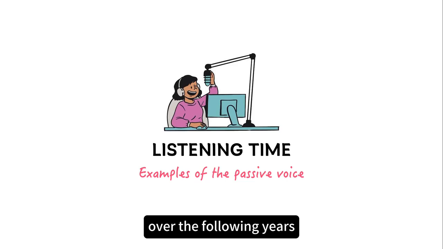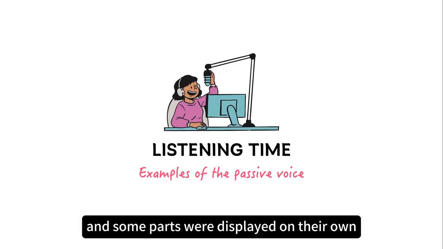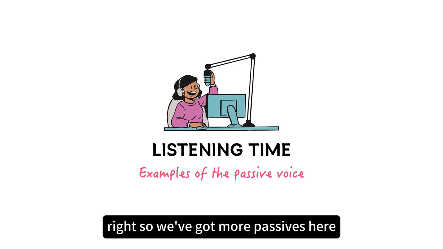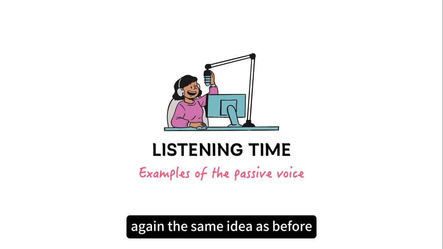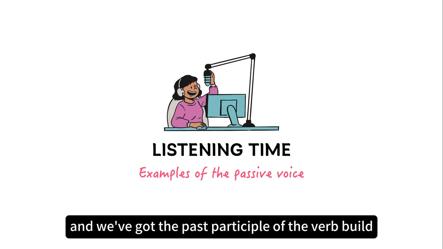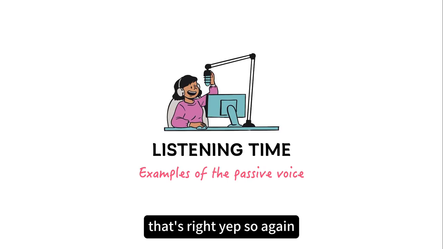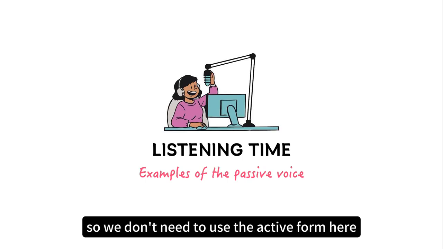Over the following years, the statue was built in sections, and some parts were displayed on their own before the statue was put together. Right, so we've got more passives here. The statue was built in sections. Again, the same idea as before. We've got the simple past of the verb to be, and we've got the past participle of the verb build. That's right. So again, we already know who built the statue. It was the French, so we don't need to use the active form here.